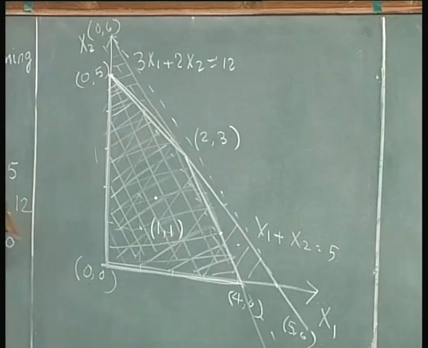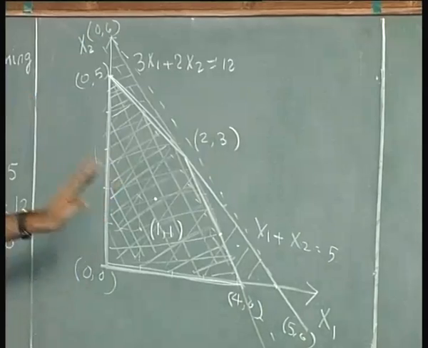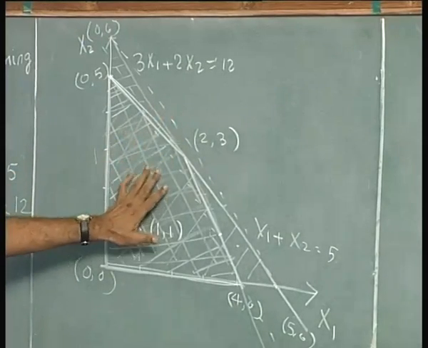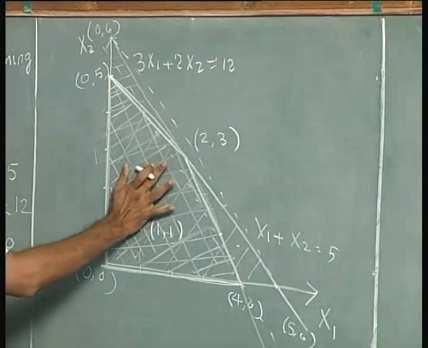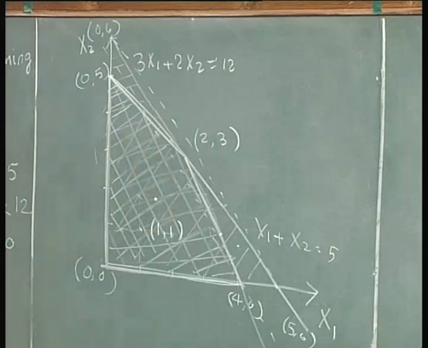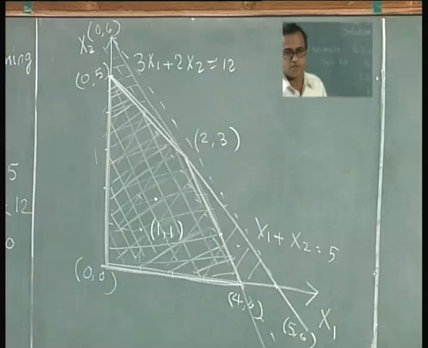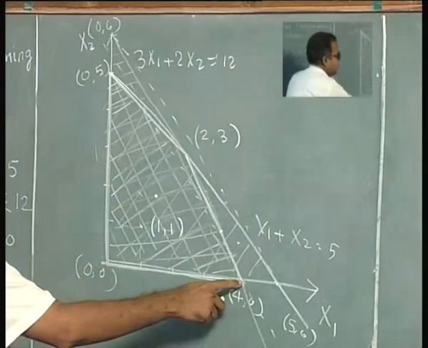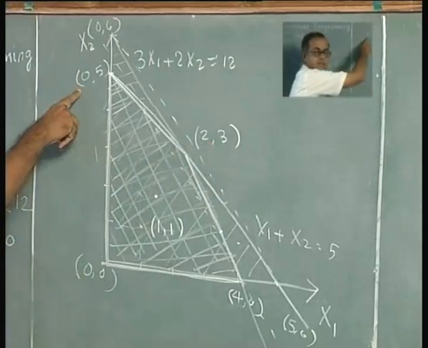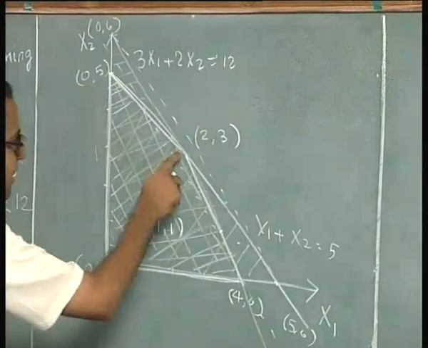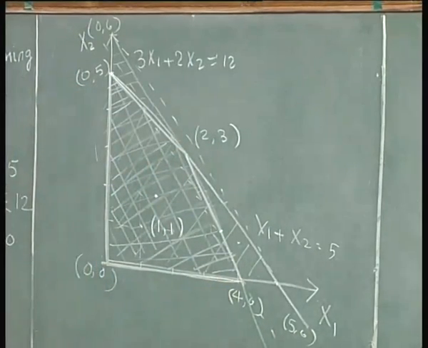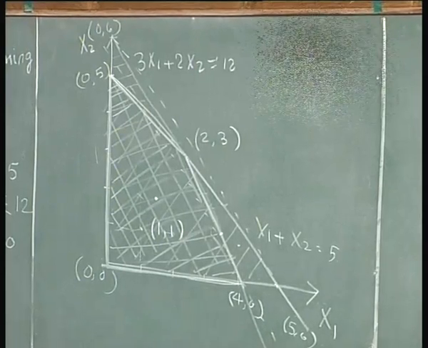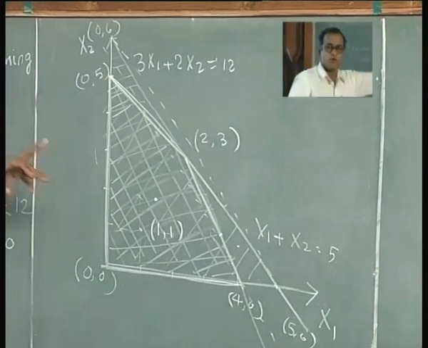Now, in this example we have 4 corner points. Therefore, the corner points are the points that will dominate every point, or alternately, for every point that is inside this region, it is always possible to identify one corner point which will be better with respect to the objective function. So, the 4 corner points that are of concern to us are 0, 0; 4, 0; 2, 3; and 0, 5. Now, the moment we identify the corner points of this region, all we need to do is find out the value of the objective function for these 4 corner points.